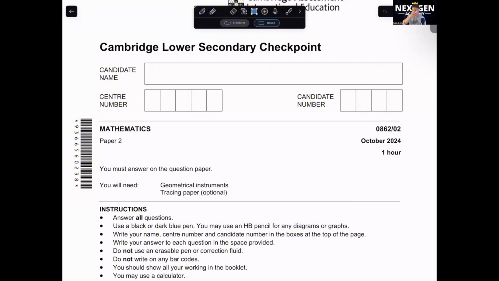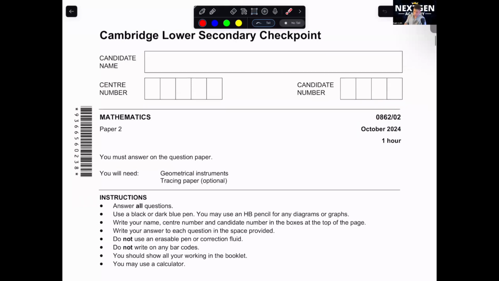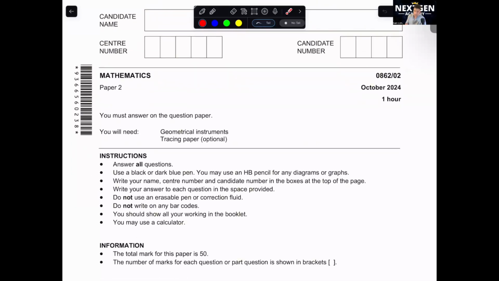All right. Okay, welcome back, my NextGen family. Today we are going to go through this paper, which is October 2024, paper 2. The code is 0862. You can use a calculator for this paper because this is a paper 2. This is a 1 hour paper and it's only 50 marks. So have your calculator with you.